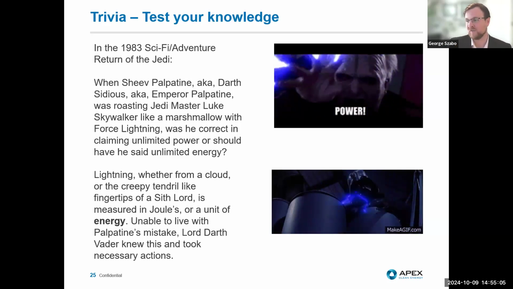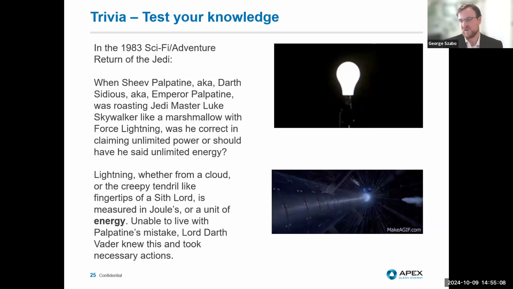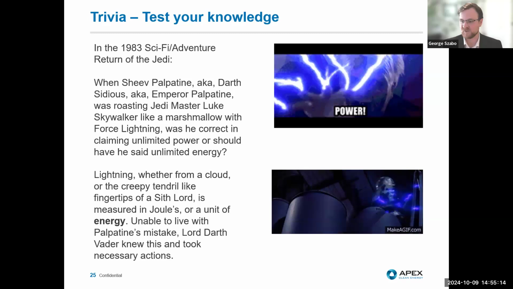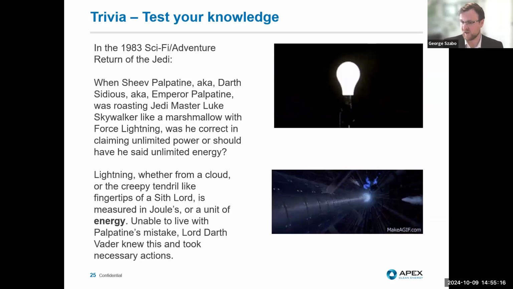Lightning, whether from a cloud or the creepy tendrils of the fingertips of a Sith Lord, is measured in joules, a unit of energy. Unable to live with Palpatine's mistake, Lord Vader knew this and took necessary actions.